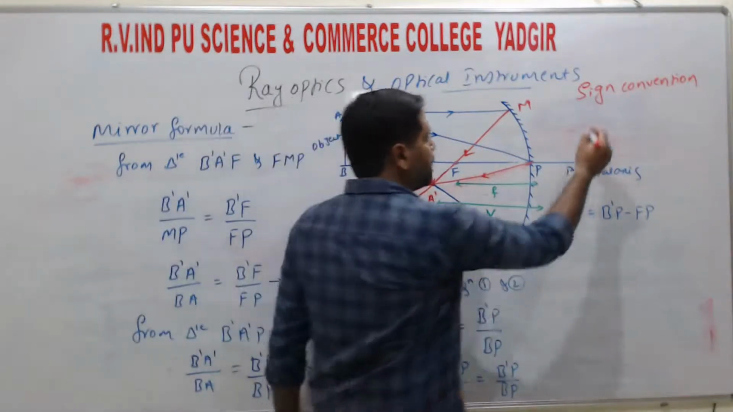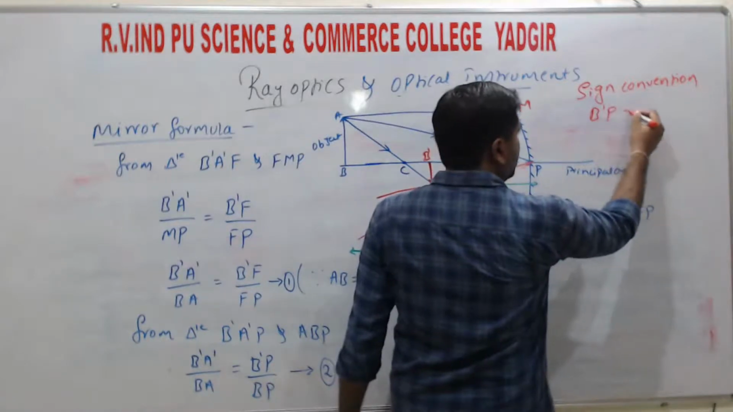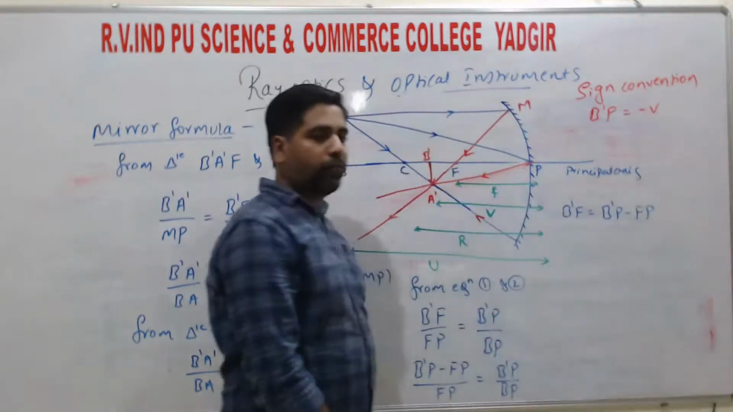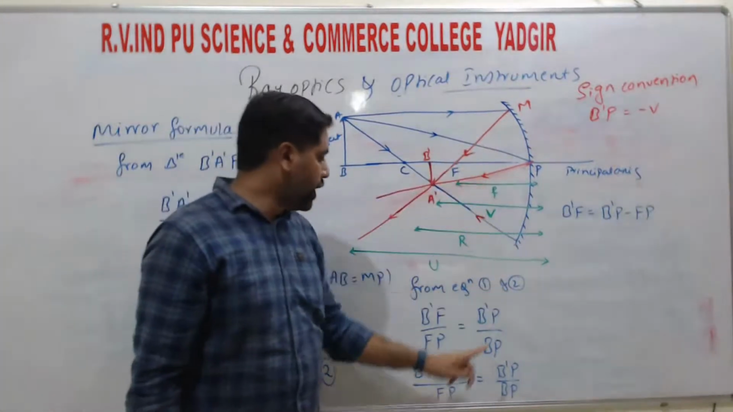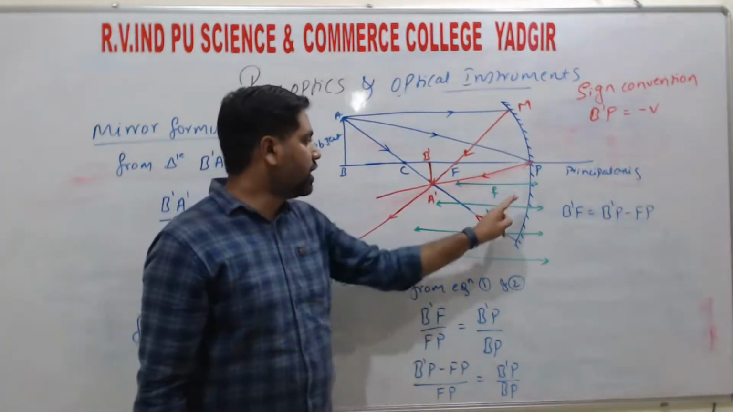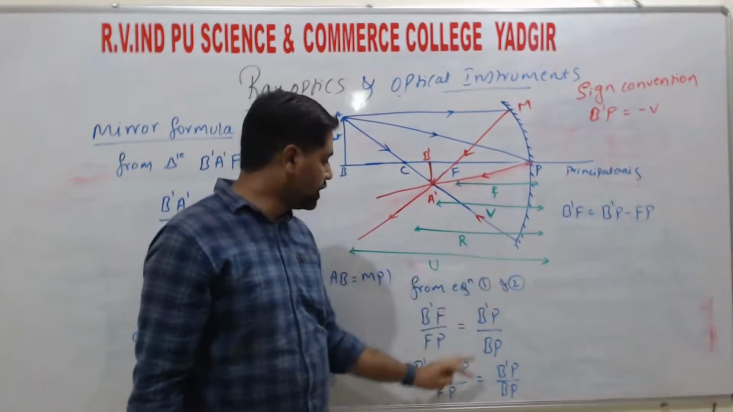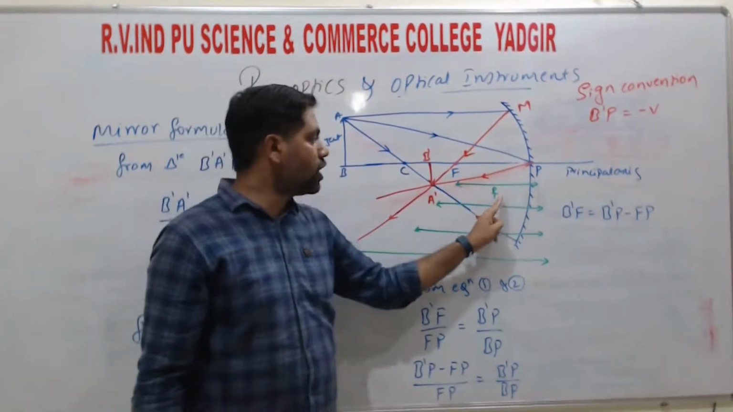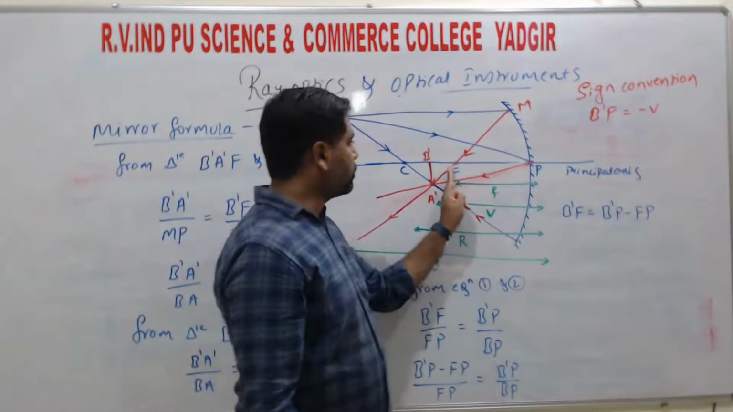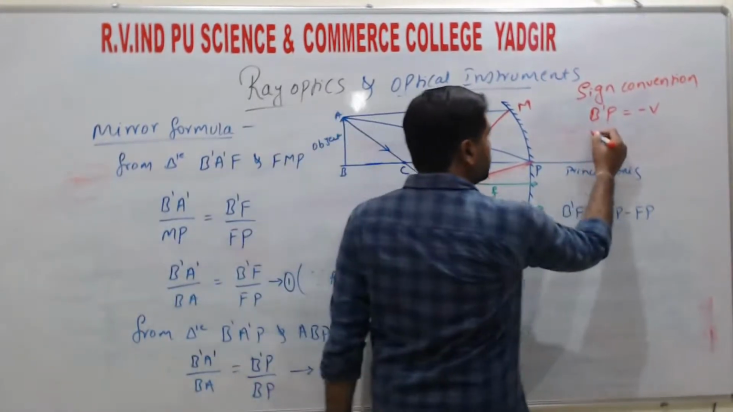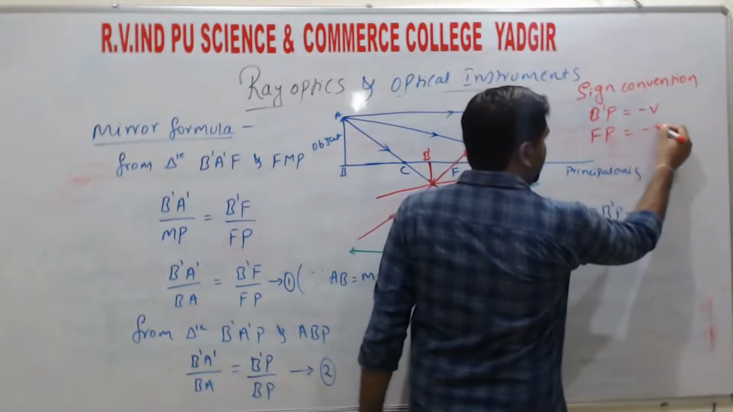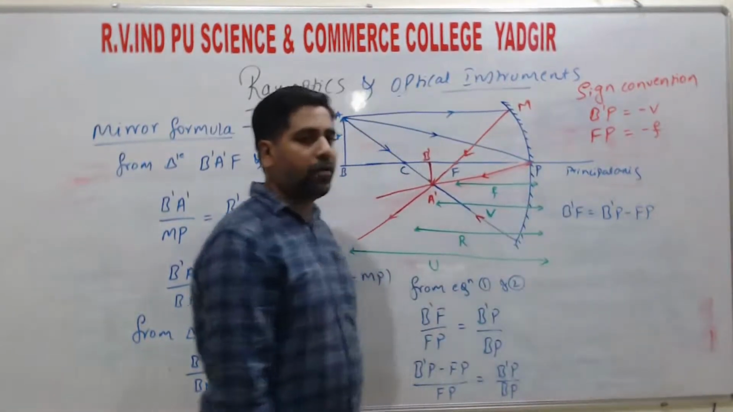So BʹP can be taken as BʹP equals minus V, right? From the sign convention, BʹP we take as minus V. Next is FP. FP is the focal length, which is also opposite to the direction of the incident ray. Hence FP is also taken as minus F.